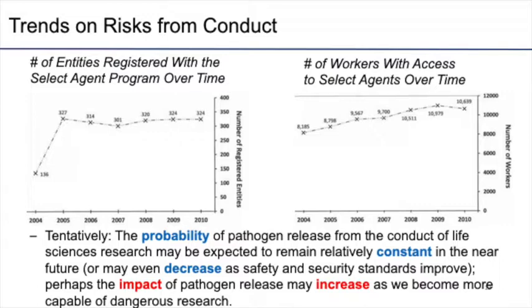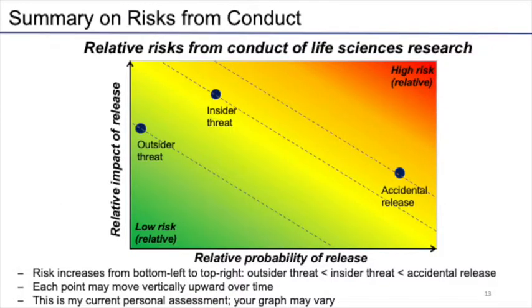And of course, that's again probability, but for the impact of pathogen release, maybe that will increase as we become more and more capable of more dangerous research, again, as has been the case over the past few decades. So putting all this together, I have this little chart here that shows where I rank the different threats in terms of their probability and impact of release based on everything we've talked about, with probability of release, perhaps accidental release is the highest, followed by insider threat, followed by outsider threat. And then in terms of impact, perhaps insider threat is the highest, followed by outsider threat, followed by accidental release.